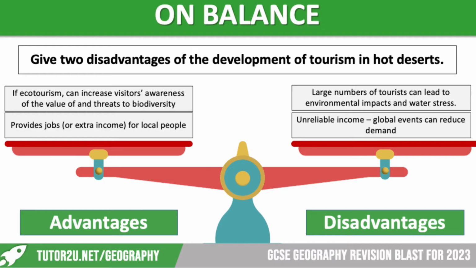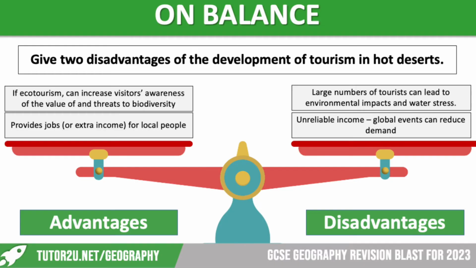So not just for the hot deserts, but really any low-income country where you are relying on tourism as a main way of earning money. We think about how it's unreliable. You can have parts of the year where people don't come. It might just be too hot, that will put people off, but also global events can reduce the demand.